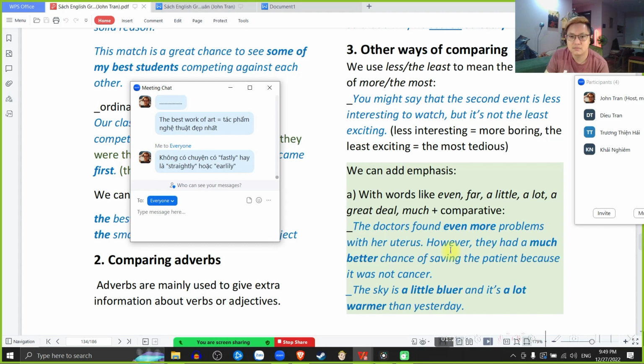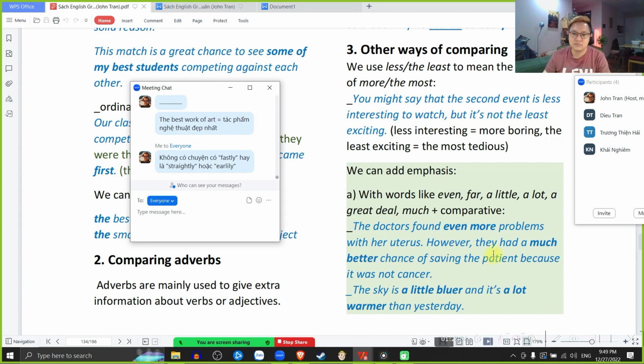The doctors found even more problems with her uterus. However, they had a much better chance. A much better chance of saving the patient because it was not cancer. Bệnh nhân á, cái chữ patient nhìn y chang như tính từ patient là kiên nhẫn vậy đó.